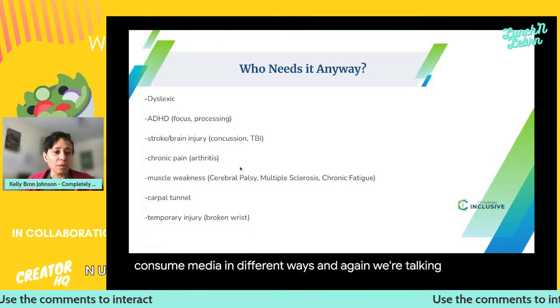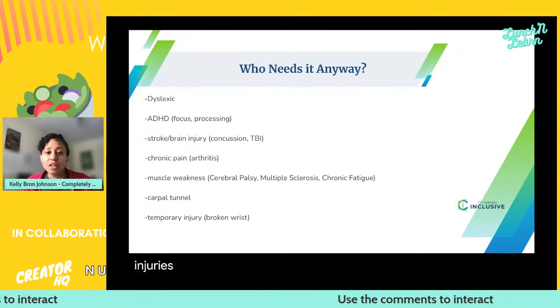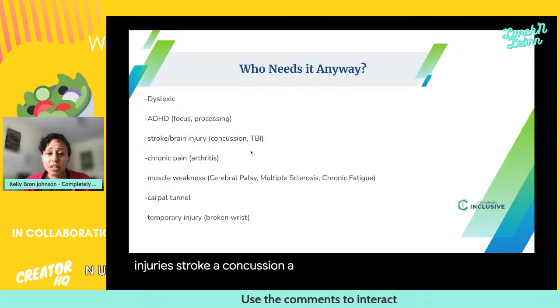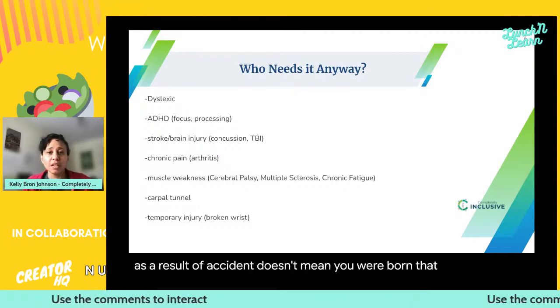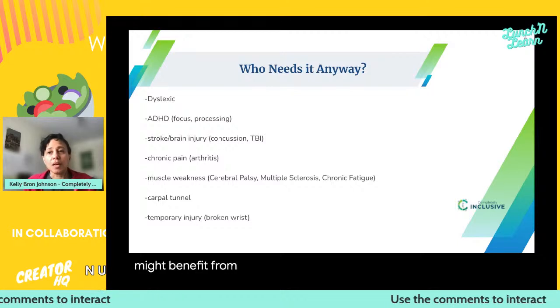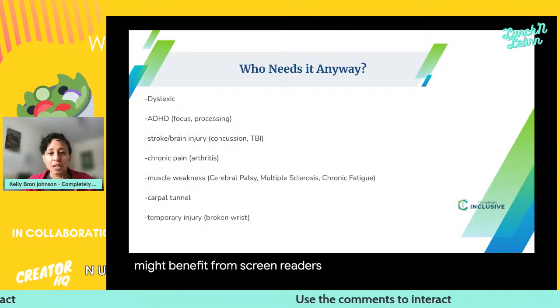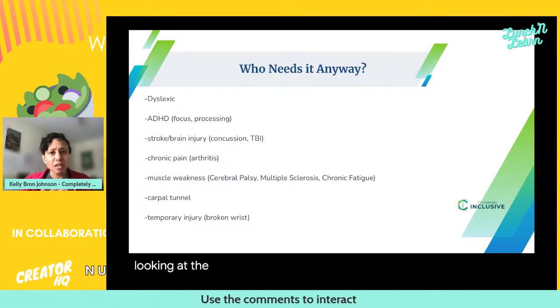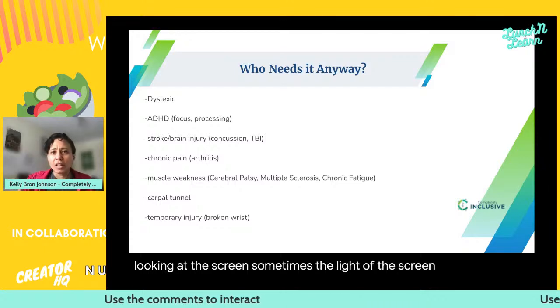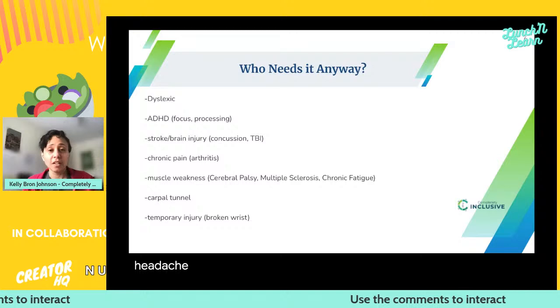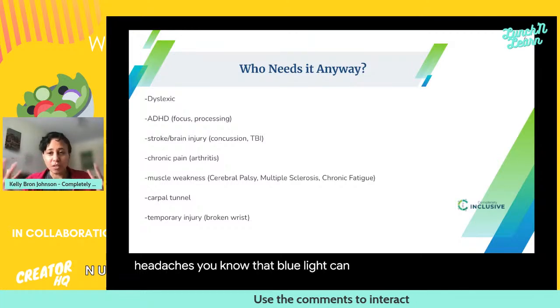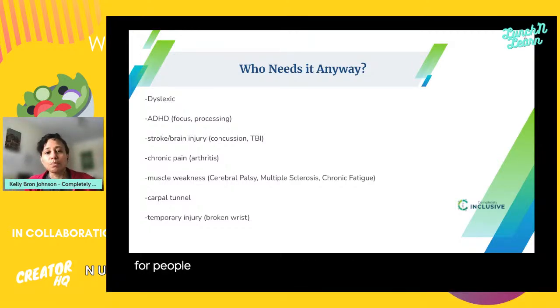And again, we're talking about brain injuries, a stroke, a concussion, a traumatic brain injury, which again can happen as a result of an accident. Doesn't mean you were born that way, but you might benefit from screen readers, again, so that you're not always looking at the screen. Sometimes the light of the screen can be very oppressive. It can cause headaches. That blue light can be very overstimulating for people.